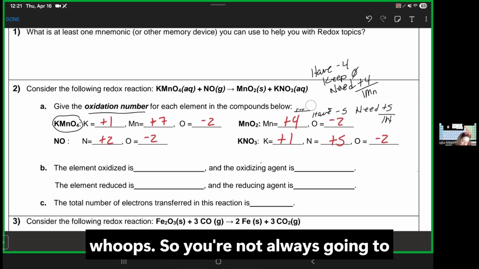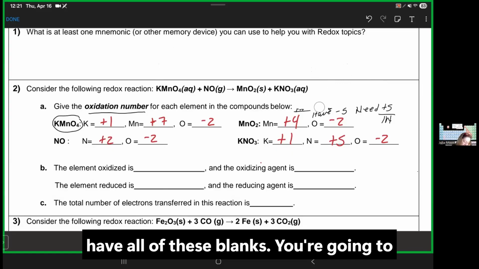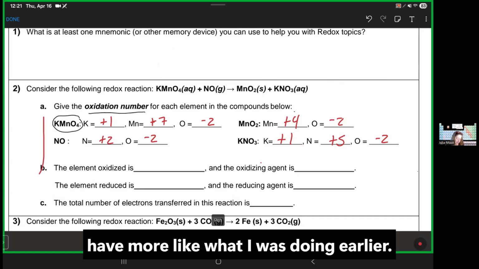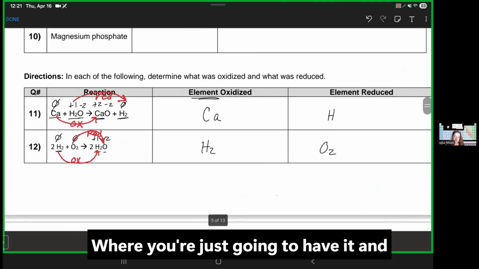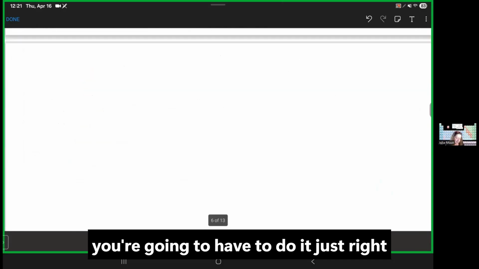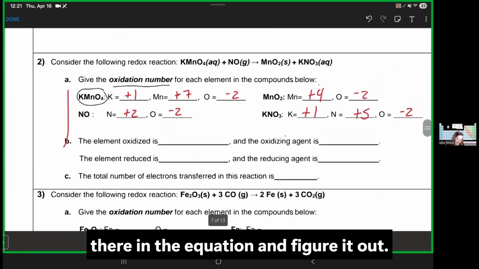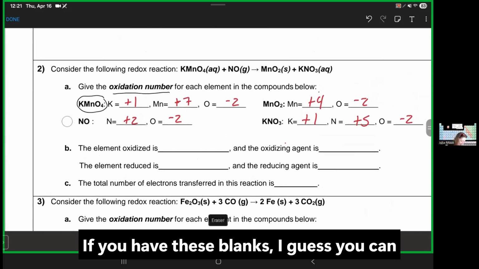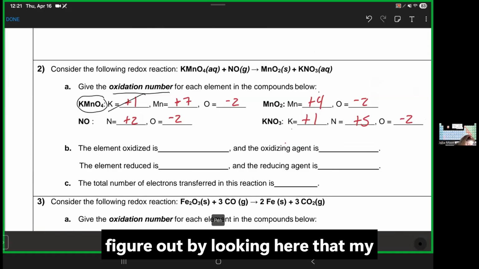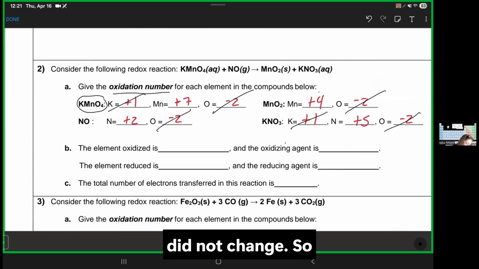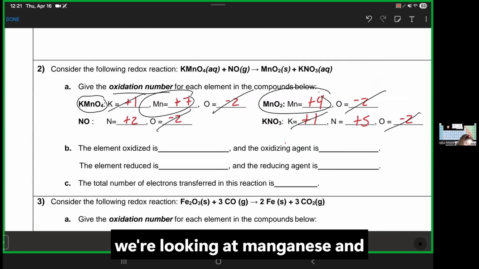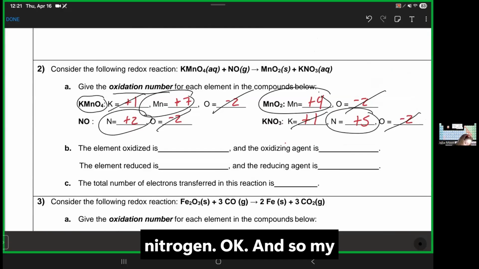Okay. So you're not always going to have all of these blanks. You're going to have more like what I was doing earlier, where you just have the equation and have to figure it out right there. If you have these blanks, you can figure out by looking here that my potassium did not change at all. My oxygens did not change. So we're looking at manganese and nitrogen.